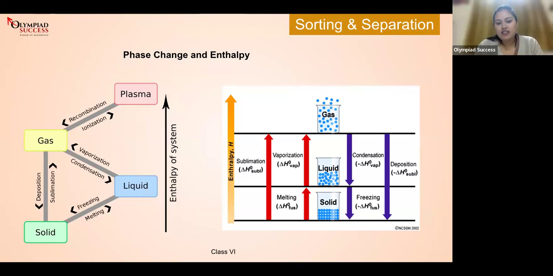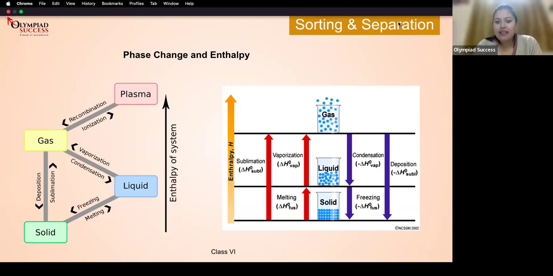Recombination and ionization is the conversion between gas and plasma. Plasma is gas at very, very high temperature, right? When the particles in the gas convert into ions, we get plasma. And when ions combine together, that is recombination. They are recombining together and giving you atoms of gases, so plasma will again form gas. Any doubt here, anyone?